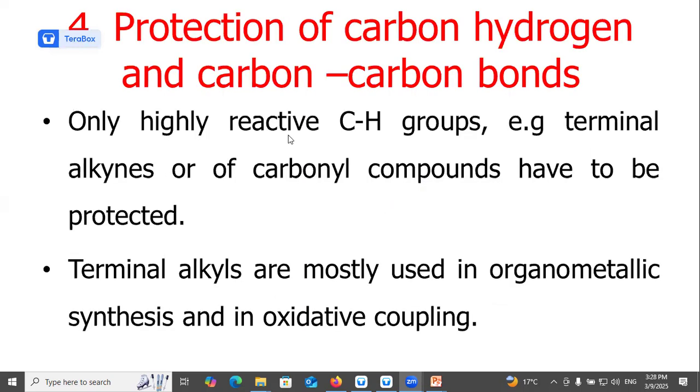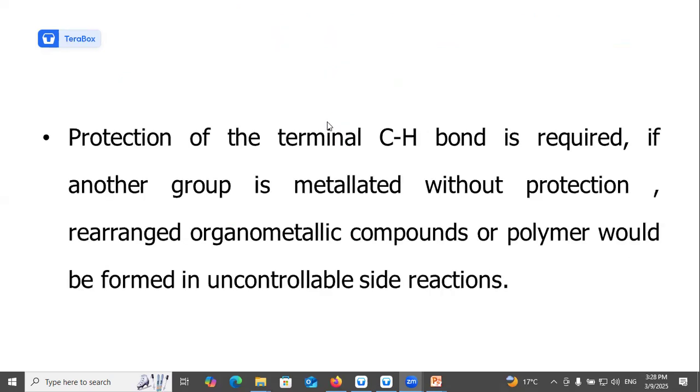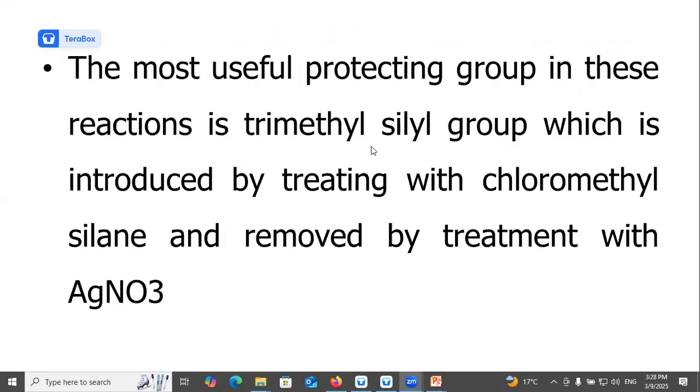Protection of carbon-hydrogen and carbon-carbon bonds. Only highly reactive carbon-hydrogen groups, for example terminal alkynes or carbonyl compounds, have to be protected. Terminal alkynes are mostly used in organometallic synthesis and in oxidative coupling. Protection of the terminal carbon-hydrogen bond is required if another group is metallated. Without protection, rearranged organometallic compounds or polymers would be formed in uncontrollable side reactions. The most useful protecting group in this reaction is the trimethylsilyl group, which is introduced by treating with chlorotrimethylsilane and removed by treatment with silver nitrate.